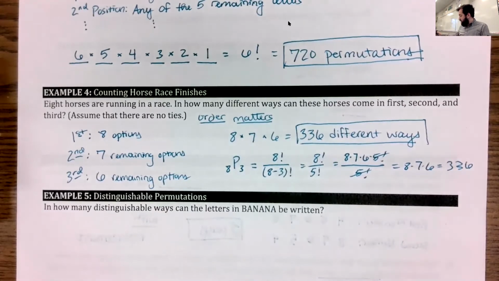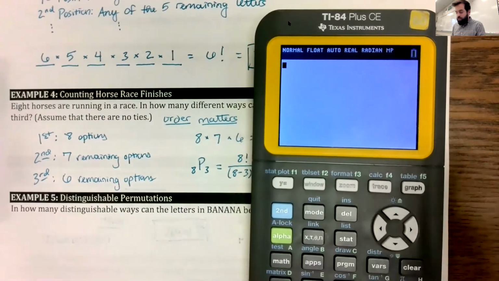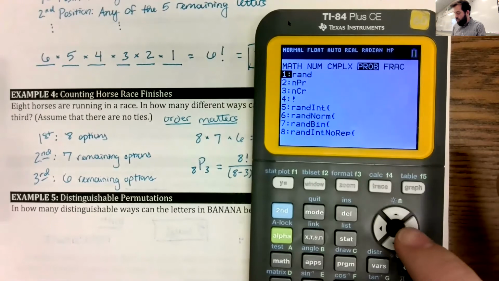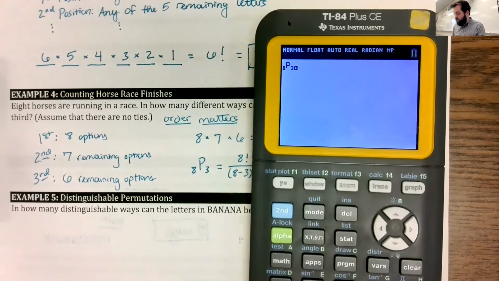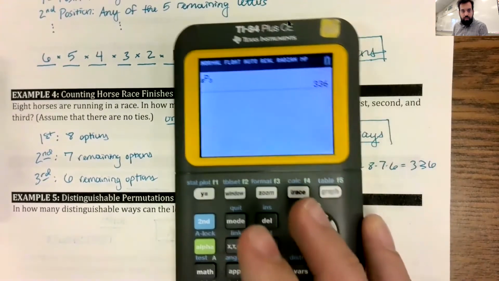You can also use a calculator here. Where is my calculator? Here it is. We can do this on the calculator. If you type in the 8 first, then you go to math, probability, number 2 is nPr, then we type in 3, we get the same answer, 336. The calculator does it for us.